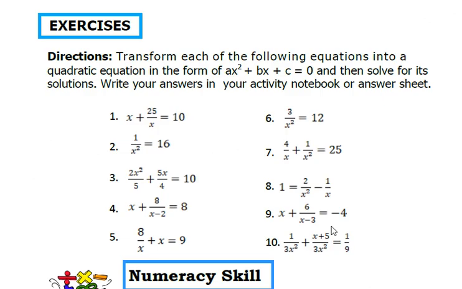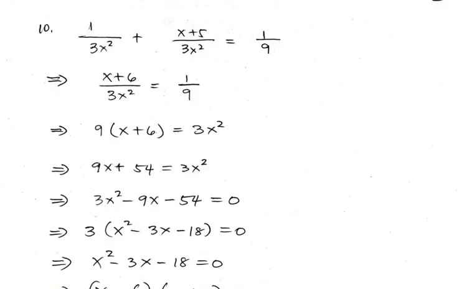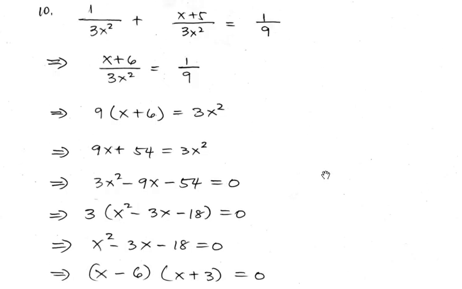Number 10, 1 over 3x squared plus x plus 5 over 3x squared equals 1/9. For the solution, we have to combine because they have the same denominator. These are similar rational algebraic expressions, or in terms of fractions, similar fractions with the same denominator, which is 3x squared. Then we combine terms, 1 plus x plus 5, that is x plus 6, equals 1/9.